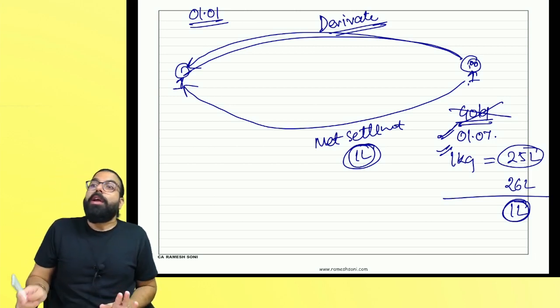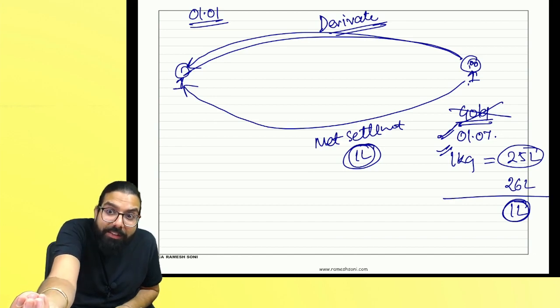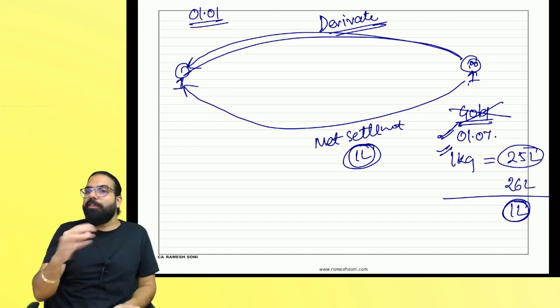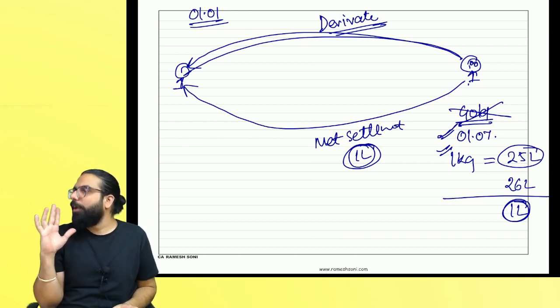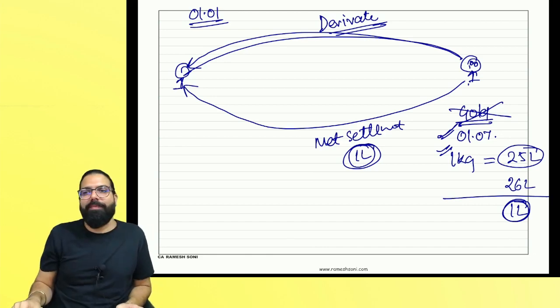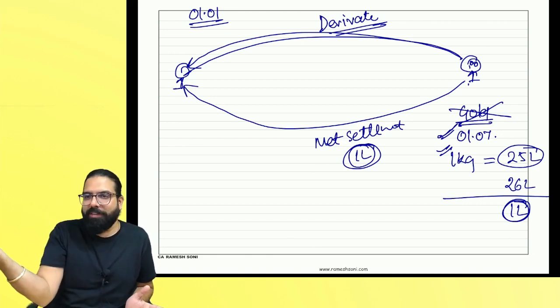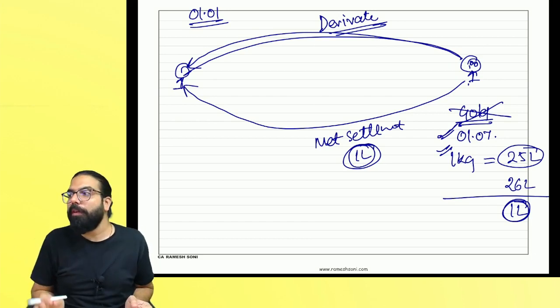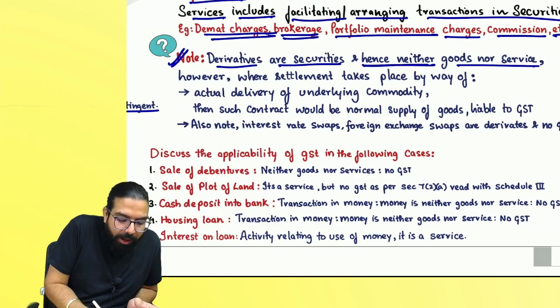However, if there is a derivative contract where the underlying asset is actually given to the other party, then it is not securities, it is sale of goods. Did you guys understand my point? And when it is sale of goods, if goods are supplied or transferred, GST will apply. Did you guys get my point? That is what I have written over here.